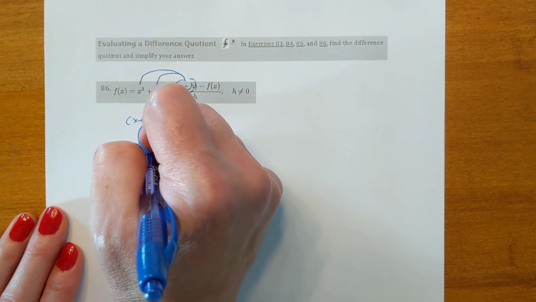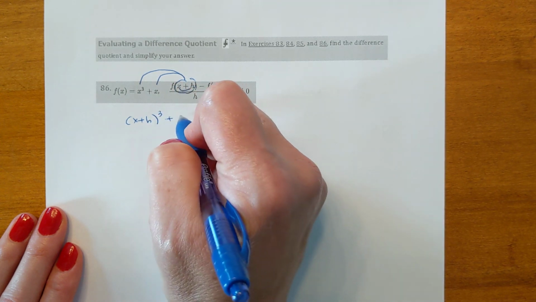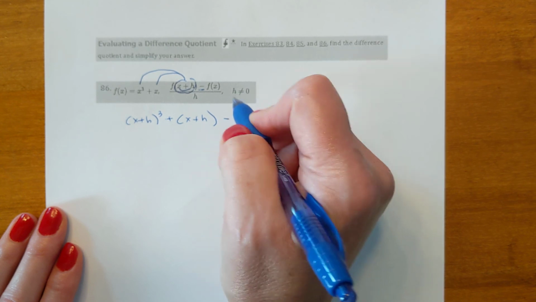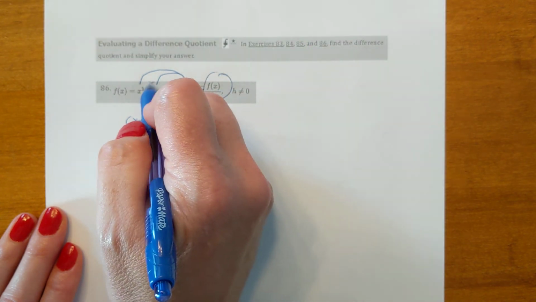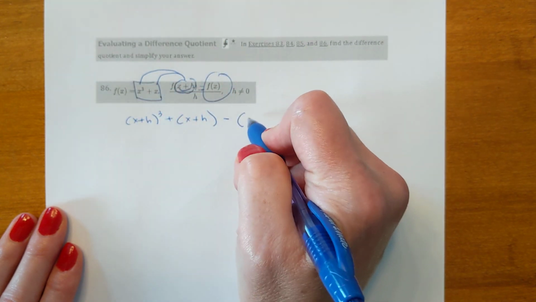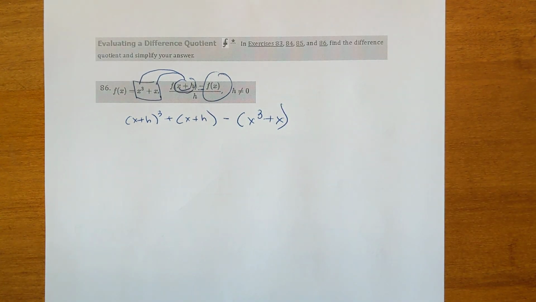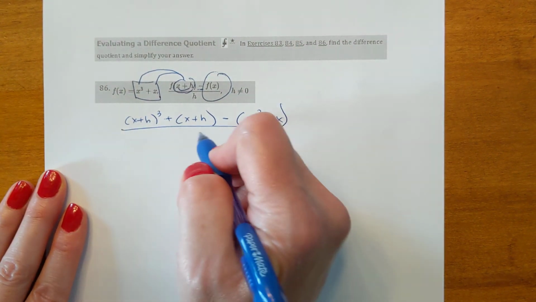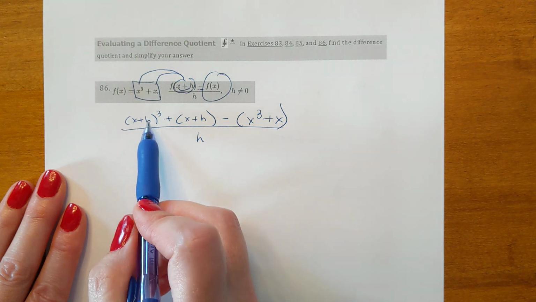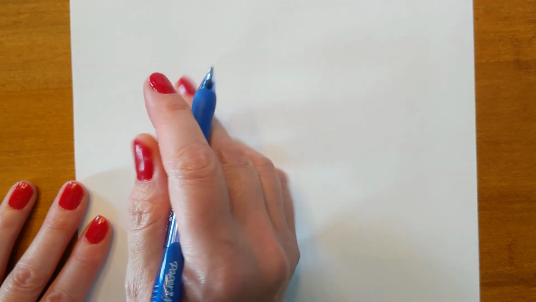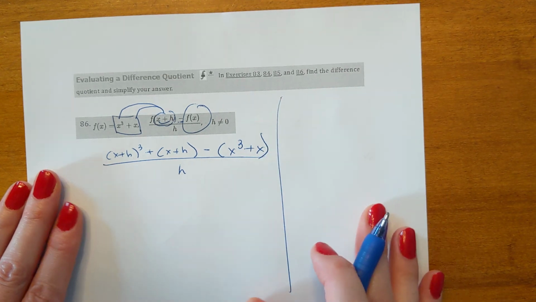So x plus h to the third plus x plus h, and then minus f of x. And f of x is, again, x cubed plus x. Don't forget parentheses. You need to subtract the whole quantity. So minus the quantity f of x. And then all over h. All right, so let's go down below and do x plus h to the third, and then we'll bring the answer back up here. We'll do it over here to the side.